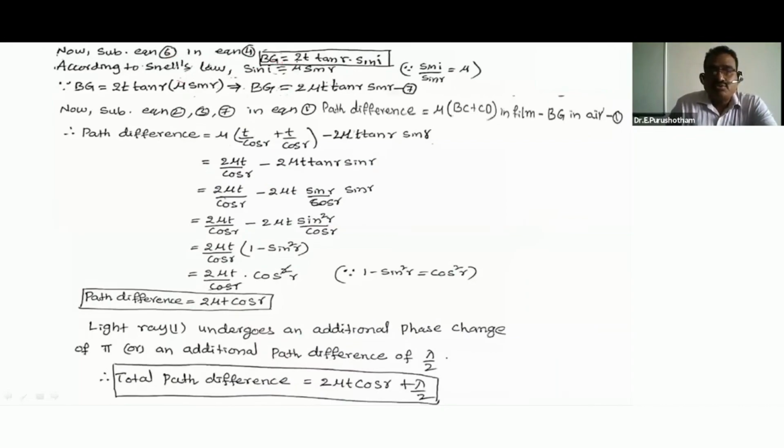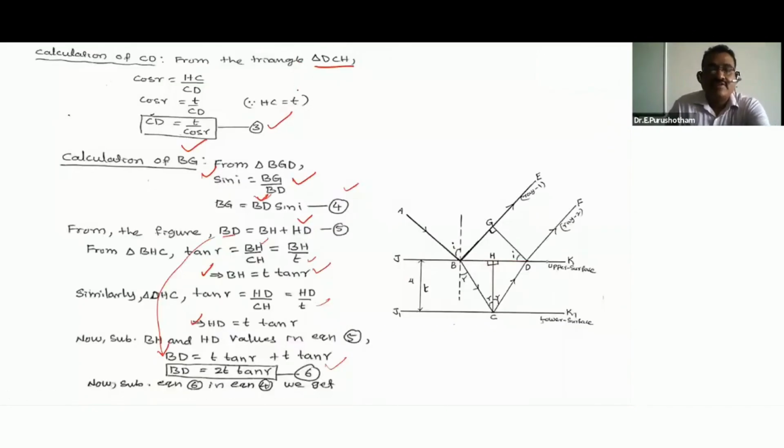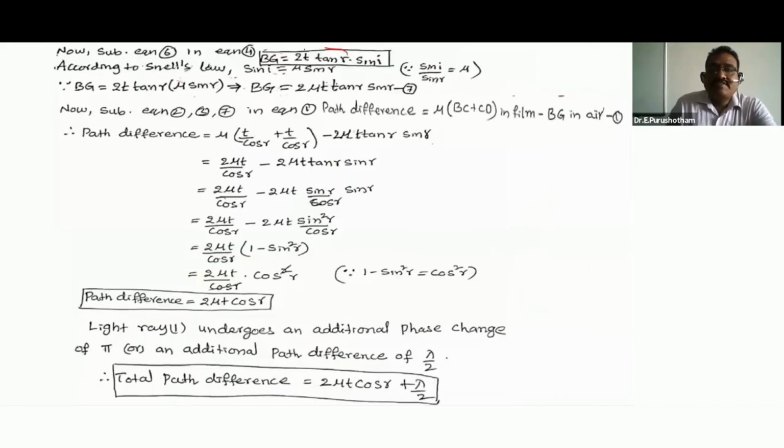So BG is equal to BD into sin I. According to Snell's law, sin I by sin R is equal to mu. You know very well. From this relation, sin I is equal to mu sin R. So substituting at the place of sin I, we take mu sin R. So BG is equal to 2.